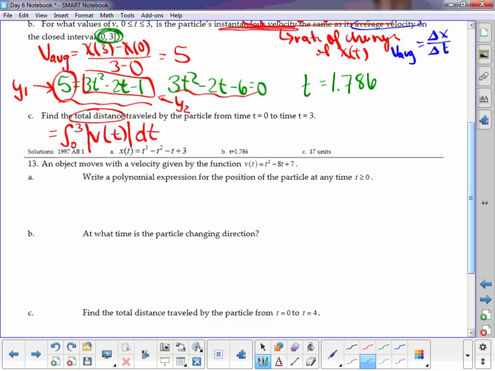So again, always show your setup. Show where your numbers come from. If you have no work to support it, you don't get the points, even if it's wrong. Questions on that?